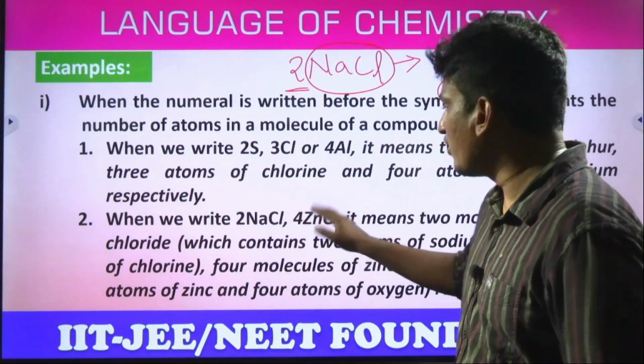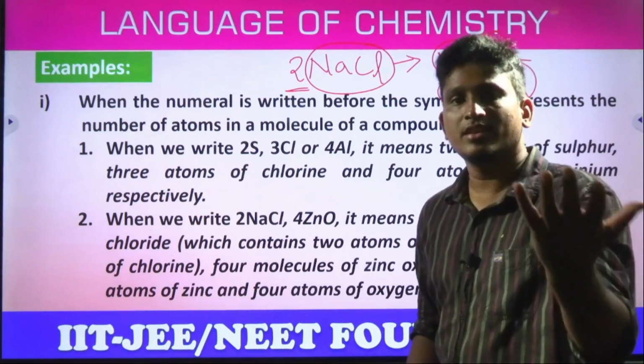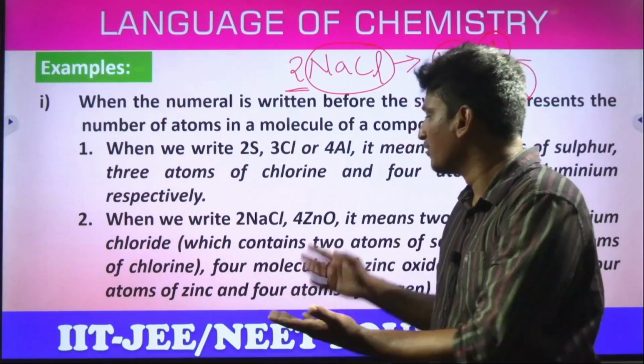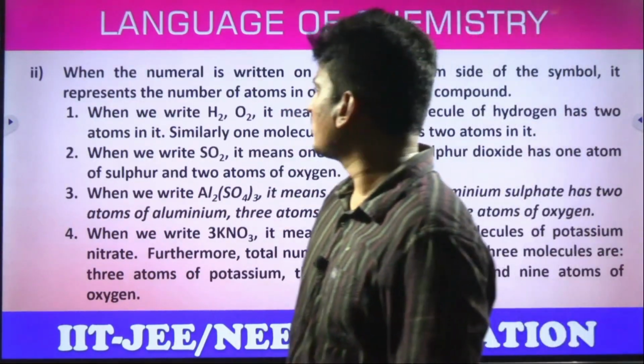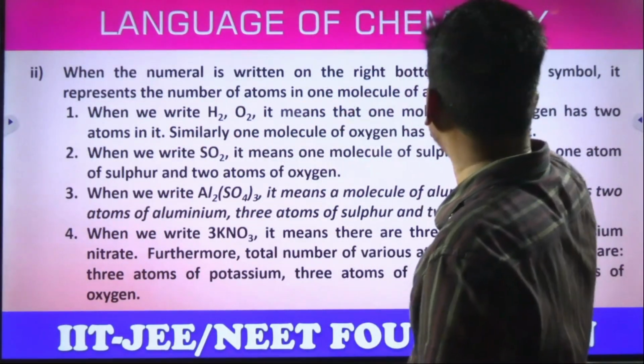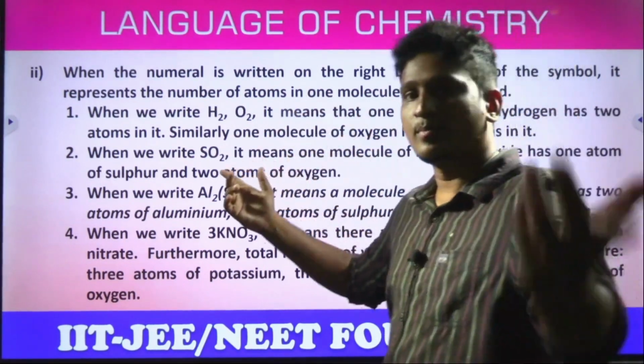You can check 4ZnO. What is the meaning of 4ZnO? 4 zinc oxide molecules. Yes or no? How many atoms are there? 4 zinc atoms are there, 4 oxygen atoms are there. Next, this slide also: when a numeral is written on the right bottom side of the symbol, it indicates number of atoms in one molecule. This point we already discussed.